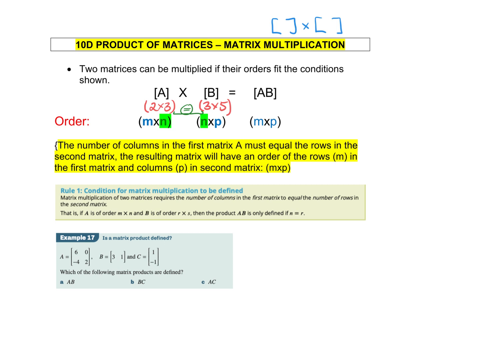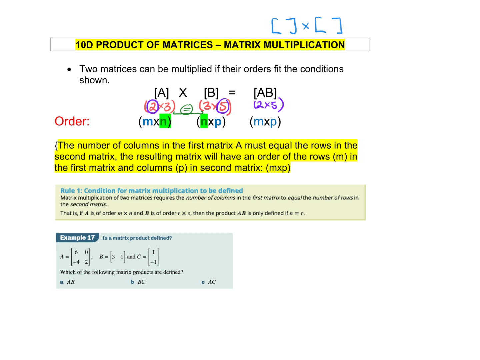So what we normally say, if the number of columns in the first matrix equals the number of rows in the second, we say it's defined. So if it's possible, if you're able to do it, they'll use the word defined. So when it's defined, that means you can do it. And your answer will have an order where it will take the rows of the first one and the columns of the second one. So that's the order it will have. The answer will look like that. Okay, so that must happen.